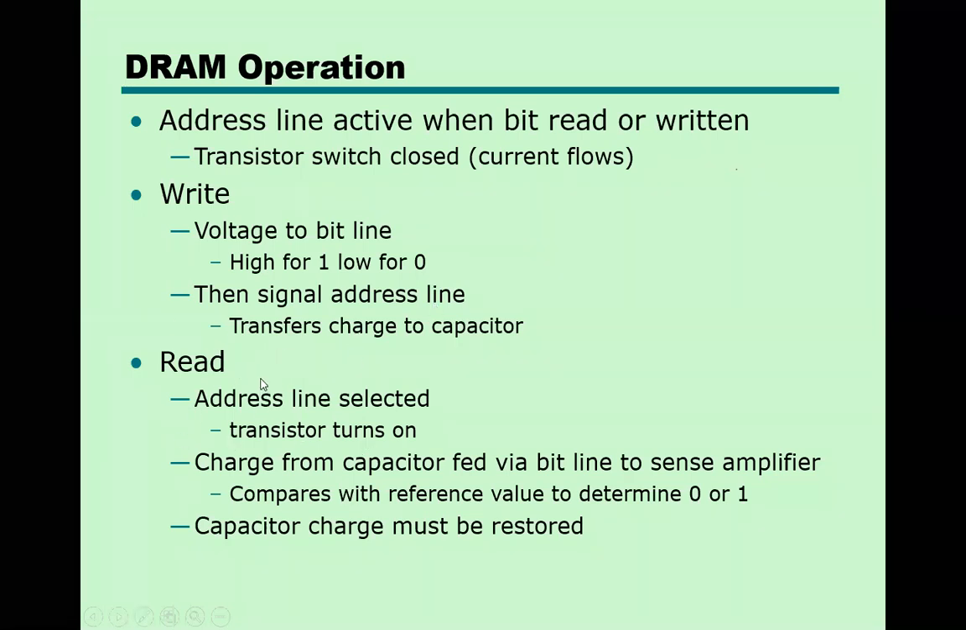Reading. How do we do the read? The respective address line is selected and the transistor turns on, and charge from the capacitor is fed into the line to the sense amplifier. Whatever charge is there is transmitted to the respective line, and an amplifier amplifies the signal. It is 1 or 0. It compares with the reference value to determine whether the capacitor is charged or discharged, and accordingly determines the value 0 or 1.